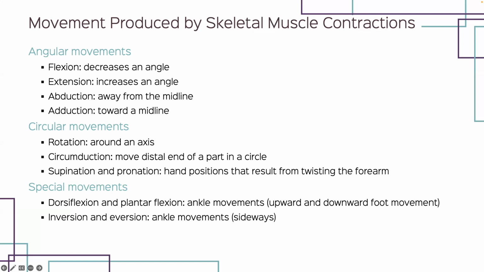Inversion and eversion are also going to be ankle movements, where inversion turns the ankle so that the bottom of the foot faces towards the midline of the body. And then eversion is going to turn the ankle in the opposite direction so that the bottom of the foot faces away from the midline of the body.